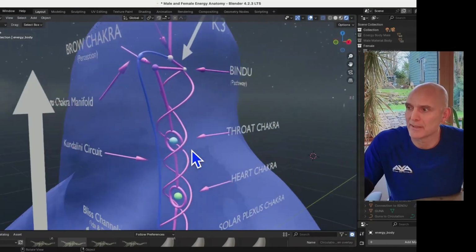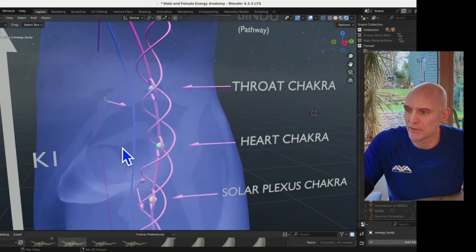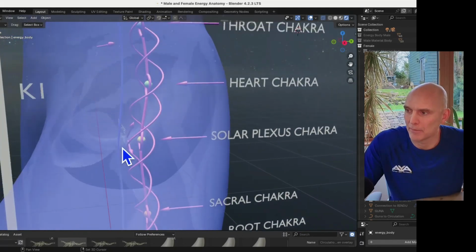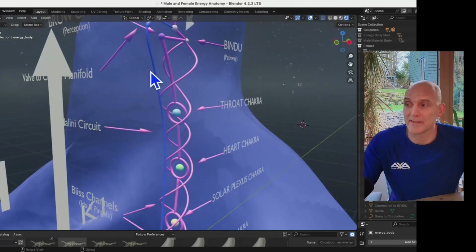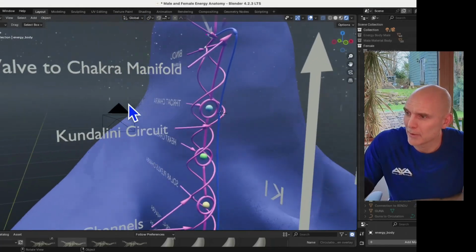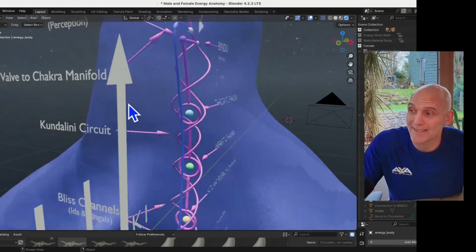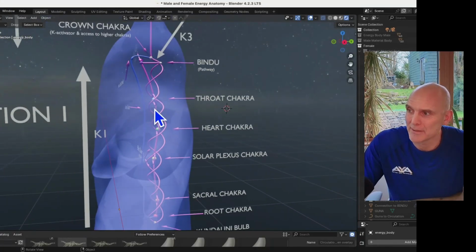Also, there is a vessel here that you might have noticed, this blue vessel here. Not hugely important to really know about, but it's there. I've seen this on other Kundalini drawings as well. I call it the Kundalini circuit because it makes a circuit out of the Kundalini system. It can actually go round and round like that.